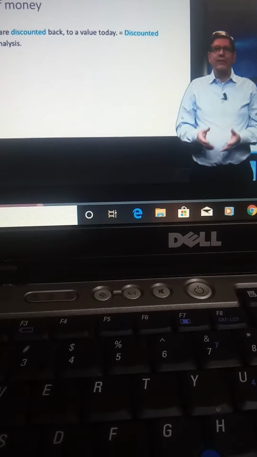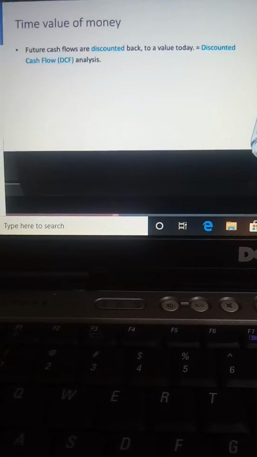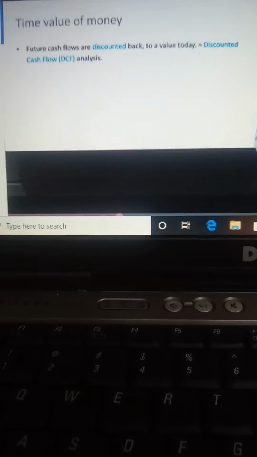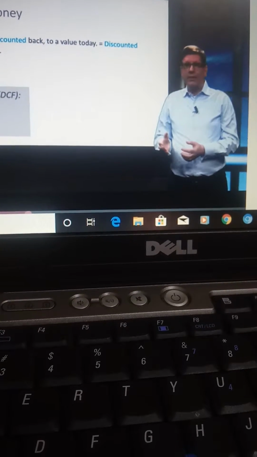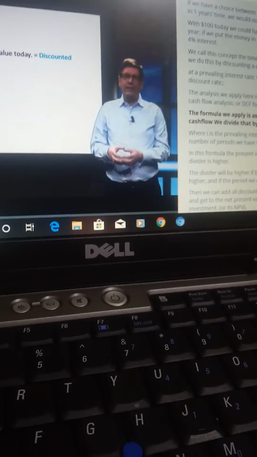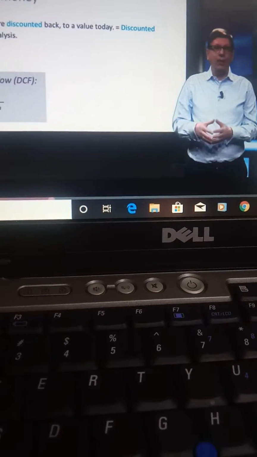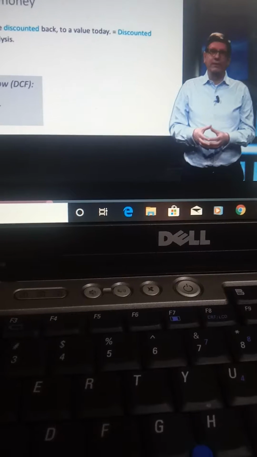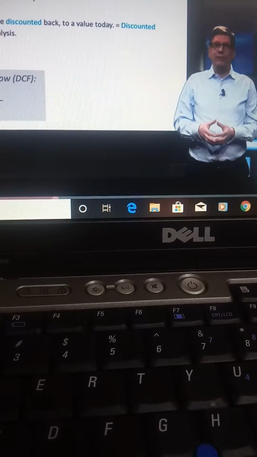We call this concept the time value of money, and we do this by discounting the cash flows at the prevailing interest rate, the so-called discount rate. The analysis we apply here is called discounted cash flow analysis, or DCF for short. The formula we apply is as follows. We take a cash flow and we divide that by 1 plus the interest rate, and then we do that to the power of the number of periods we have to wait. So I is the prevailing interest rate, N is the number of periods we have to wait.